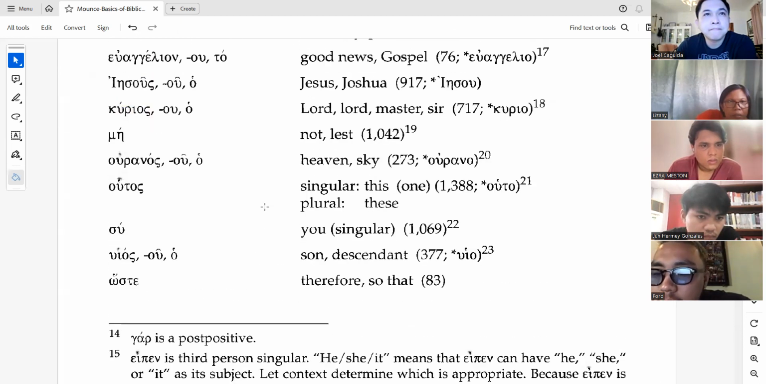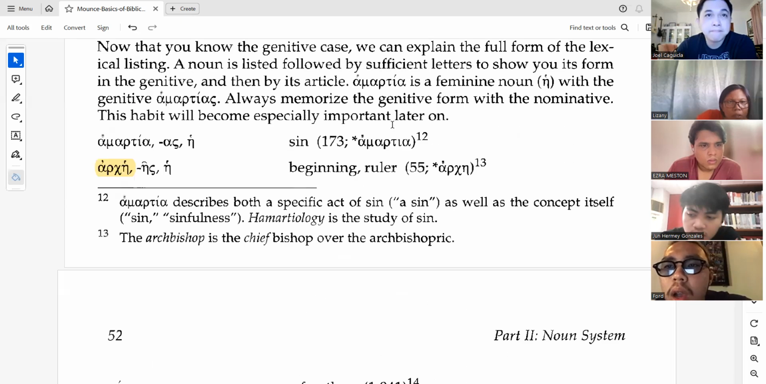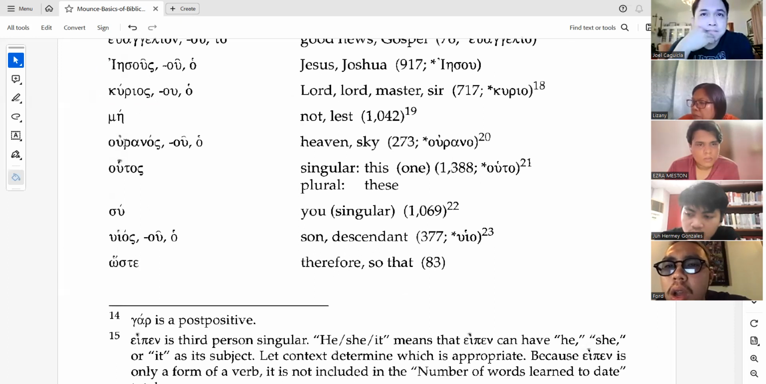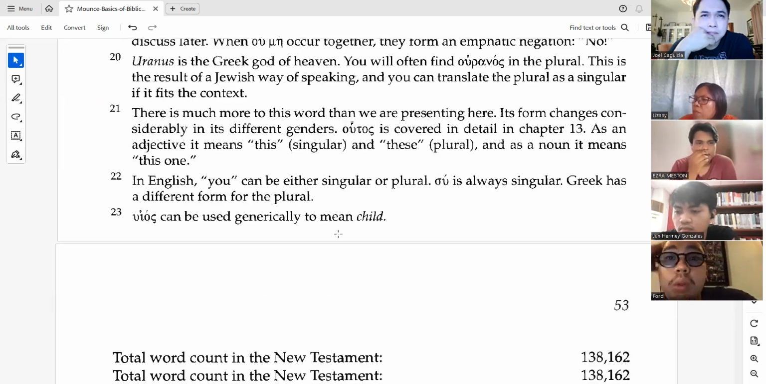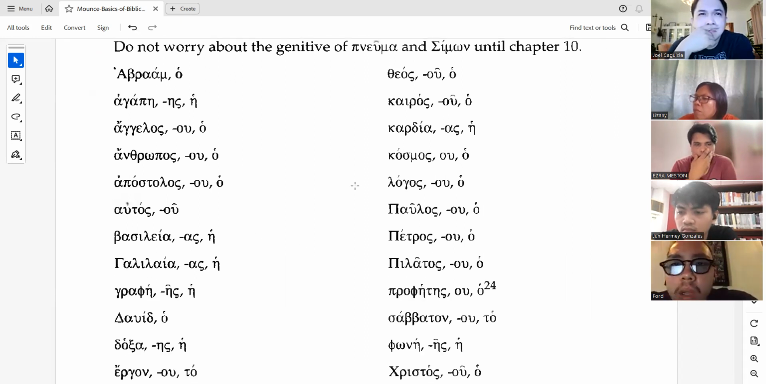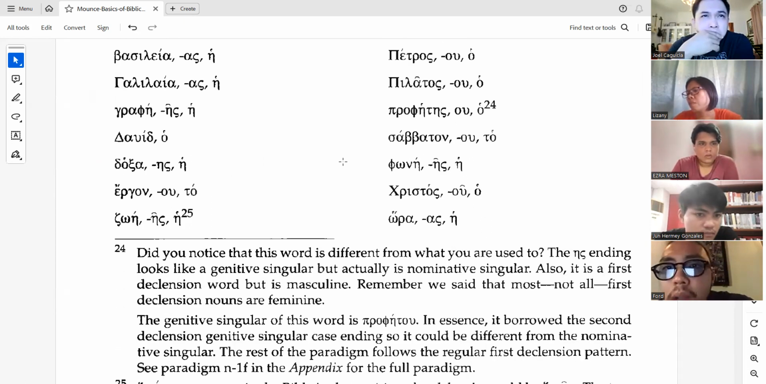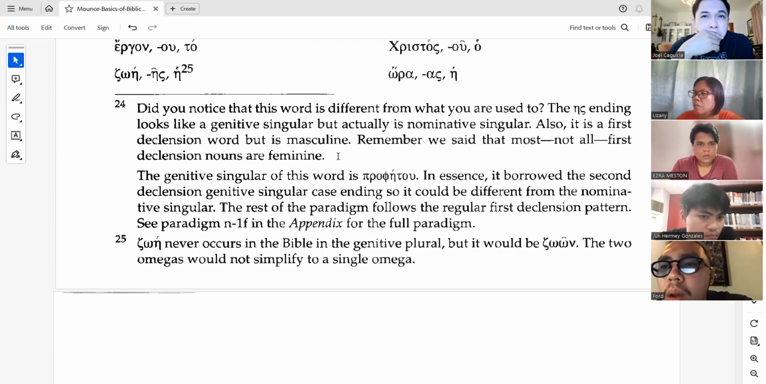Maybe we could skip to this one. So try to memorize this list of vocabulary, okay? Iesous, kurios, ouranos, autos, huios, and so on. Previous words. We've seen this one. Okay, let's go over to the workbook.